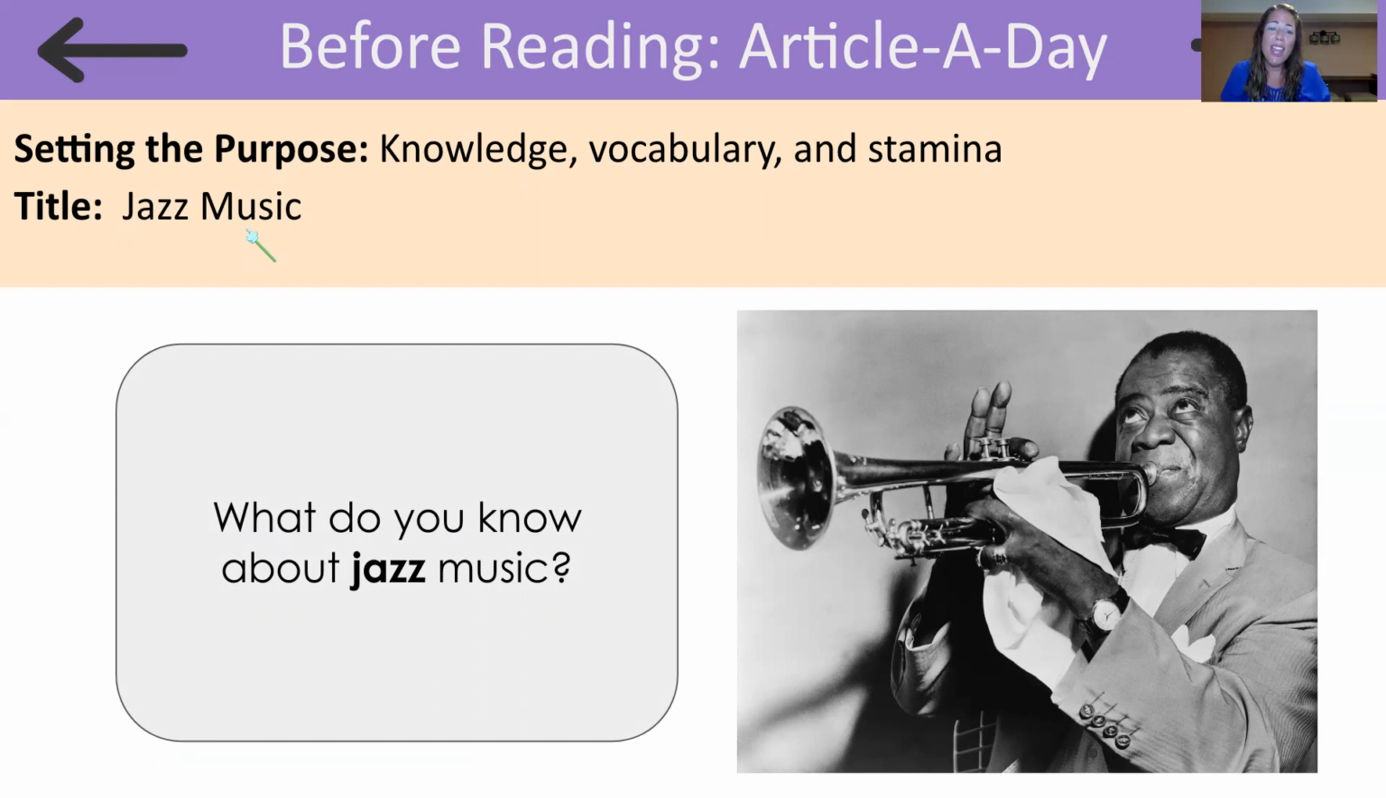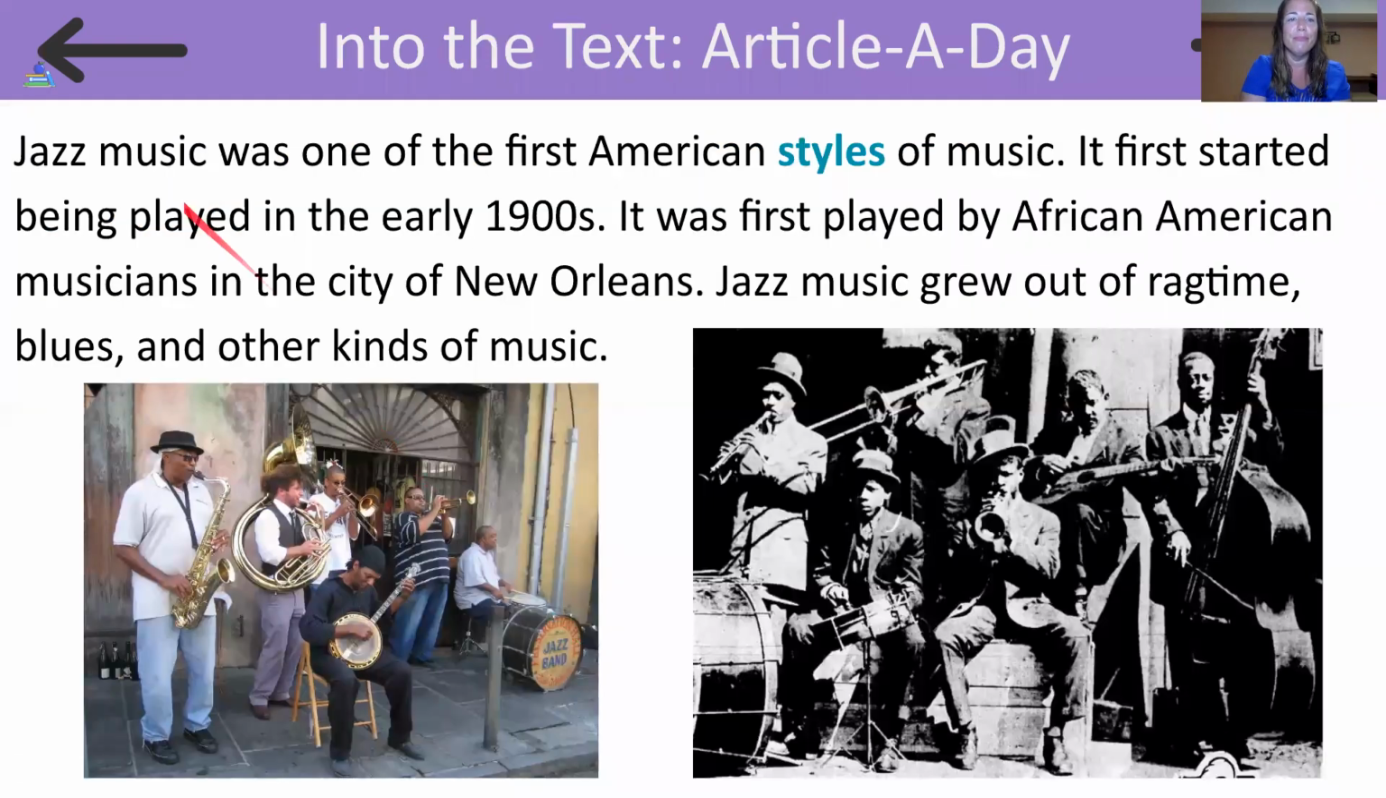So, readers, you may not know much, but looking at this photograph, I'm noticing that maybe this is a trumpet. Maybe this is an instrument used to play jazz music. Let's hold on, readers, to what we know about jazz music as we read our article. All right, join me as we read this new article.